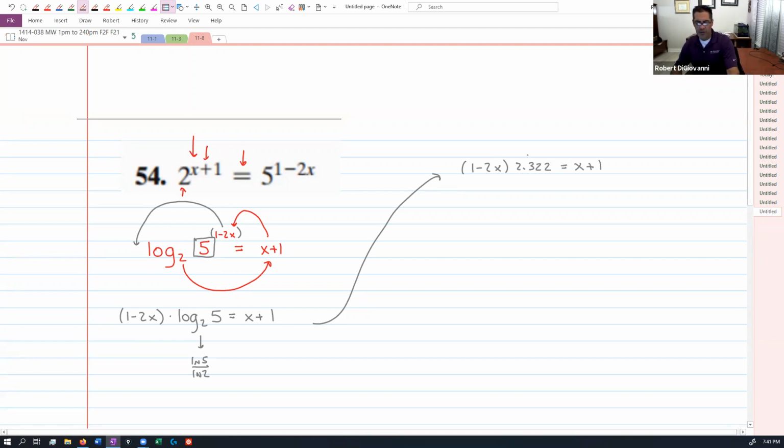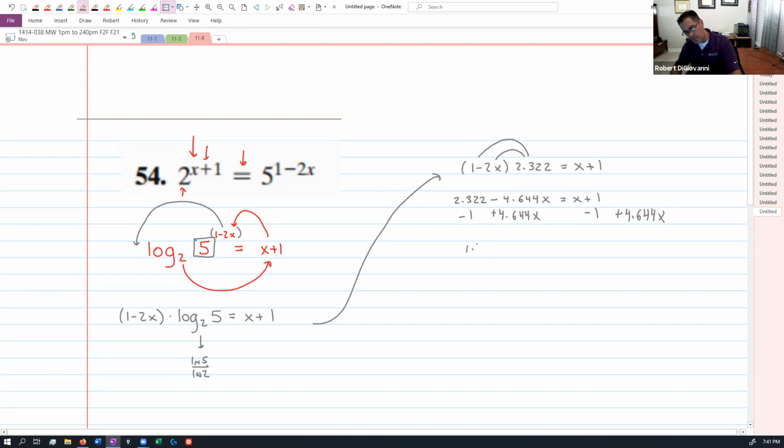And now you can just distribute the 2.32 through. So you get 2.322 minus, if you multiply 2.322 times negative 2x, you should get negative 4.644x equals x plus 1. And now get all your x's on one side. So I'll add 4.644x to both sides. And I'll take 1 away from both sides.